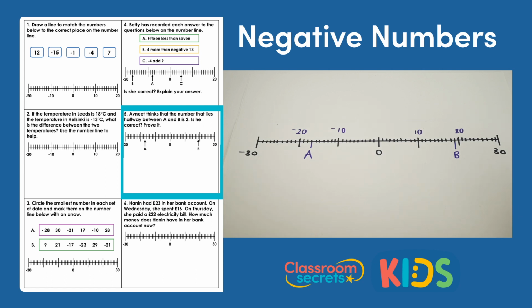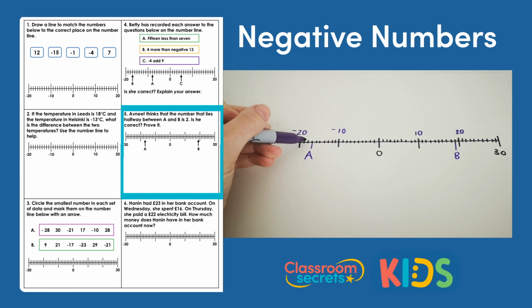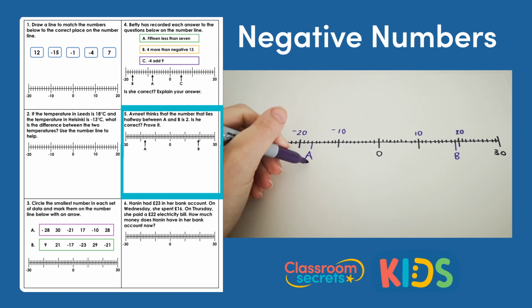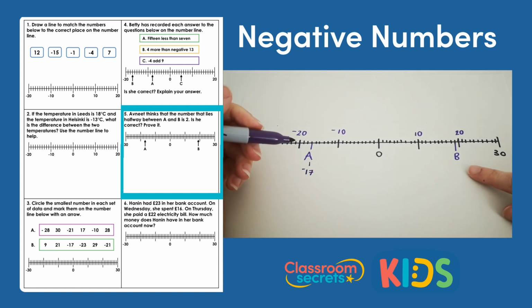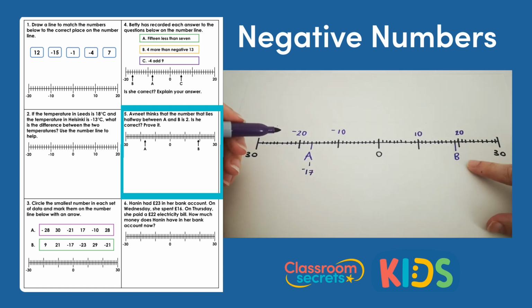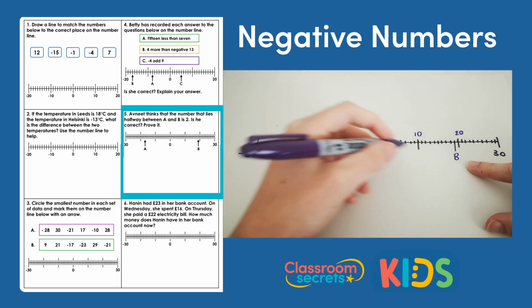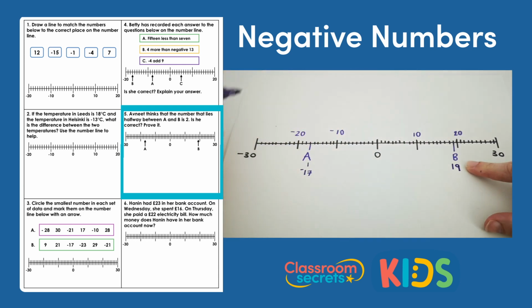So we know that A is 1, 2, 3 more than negative 20. So if we count negative 19, negative 18, negative 17. So we know that A is negative 17. And if we look at B, it's just 1 less than 20. So B must be worth 19.